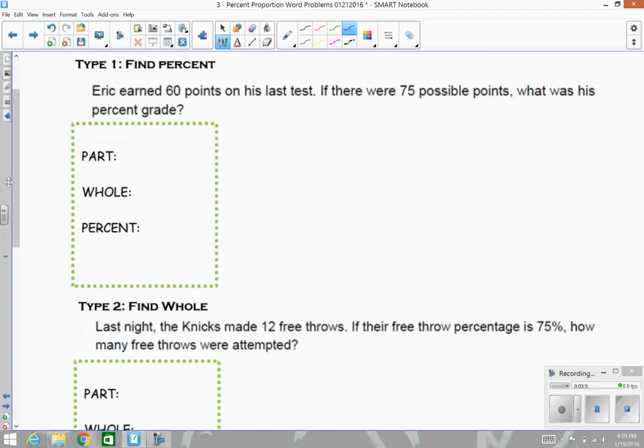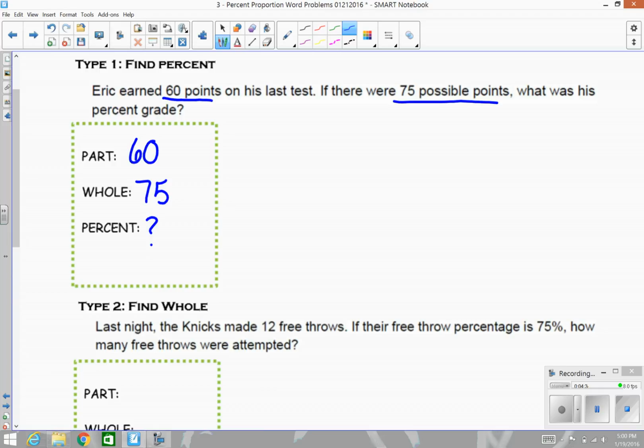There's 3 types of questions that I want to look at today that involve percent proportion. Okay, so here's our first example. Type 1, finding percent. It says Eric earned 60 points on his last test. If there were 75 possible points, what was his percent grade? Okay, I do this all the time when I calculate your tests. Okay, the part is the 60 and the whole is 75 because the whole test was worth 75 points and he only got part of it correct. And they're asking you to find percent. Okay, so this is what we're looking for.